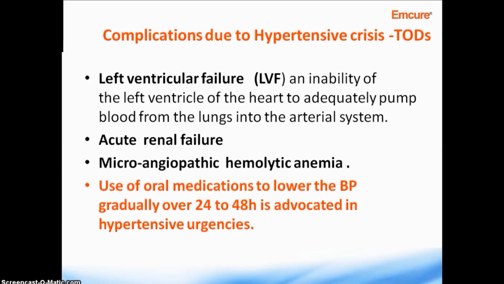Of course, when it comes to the heart, we talk about left ventricular failure, that is the inability of the left ventricle of the heart to adequately pump blood into the arterial system. Then if the kidneys are implicated and it results in acute renal failure, you can have microangiopathic hemolytic anemia. Oral use of medications to lower the blood pressure gradually over 24 to 48 hours is advocated in case of hypertensive crisis. You just cannot reduce the blood pressure immediately. It has to be a gradual process.